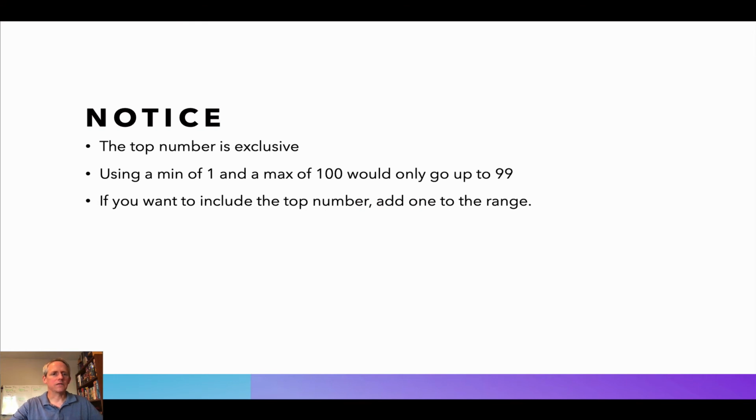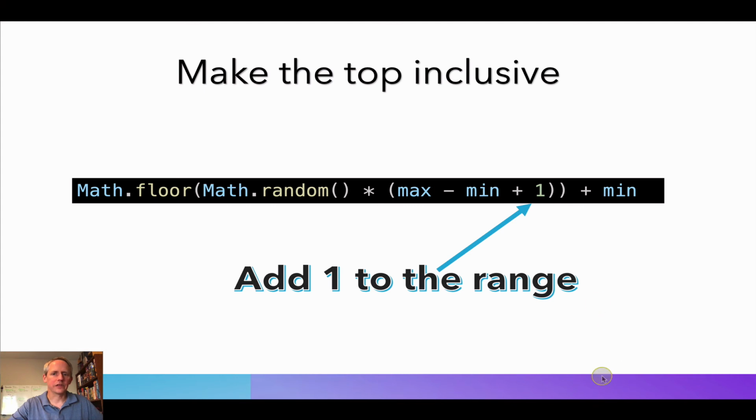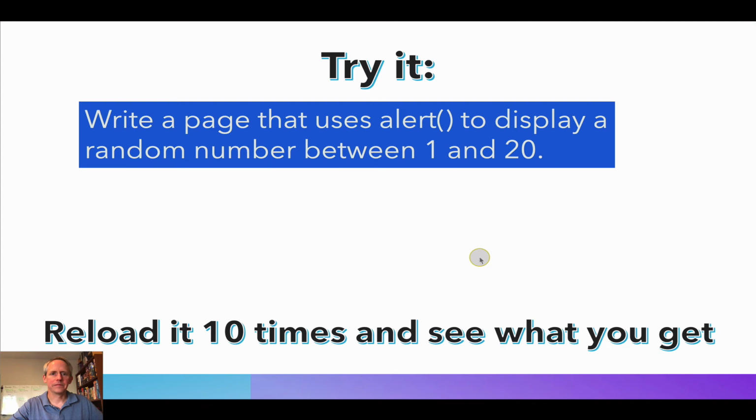Notice, like we talked about before, that top number is exclusive. Using a minimum of 1 and a max of 100, it would only go up to 99. So it depends on what you mean. If you want to include that top number, you just got to add 1 to the range. So it looks like this. Add the +1 right after the min, and we're all good.